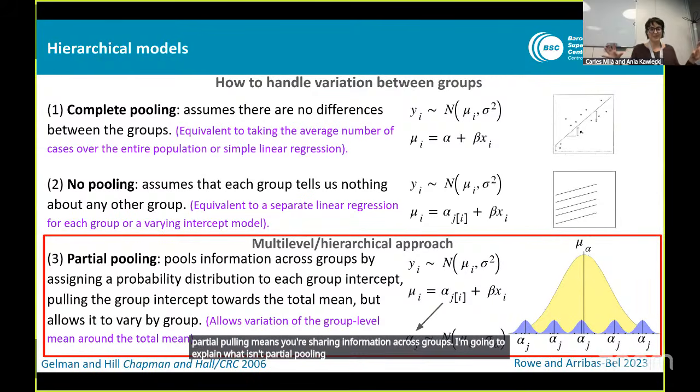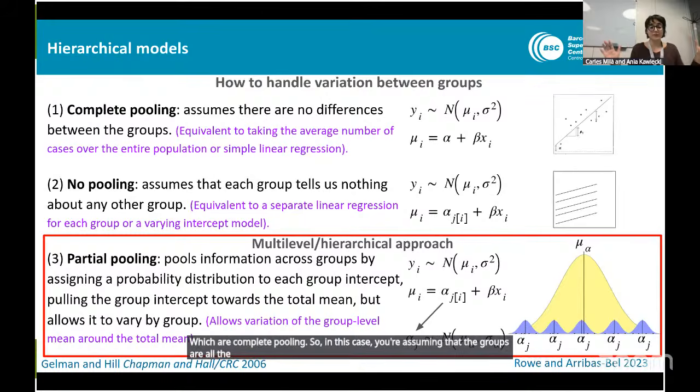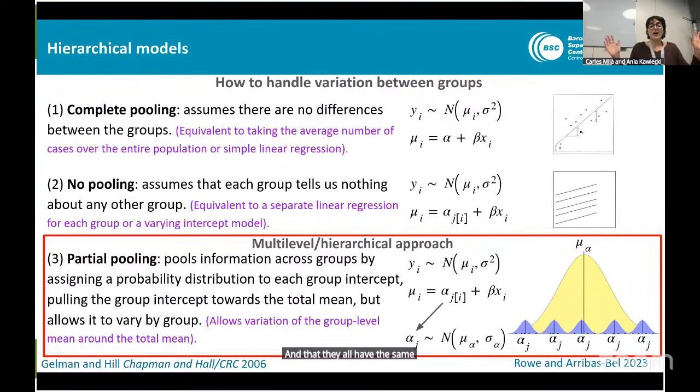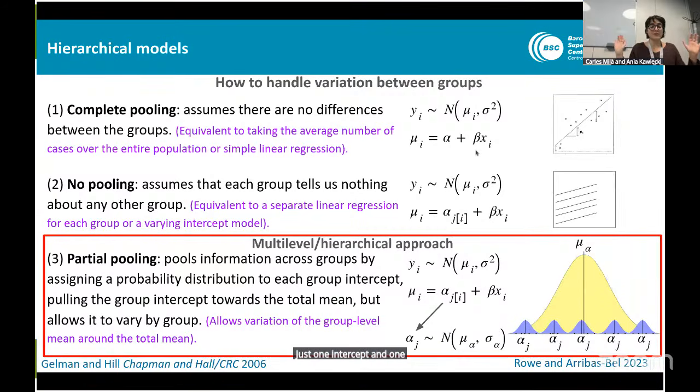So the other extremes of that, which are complete pooling. In this case, you're assuming that the groups are all the same and there is no difference across the groups, that they all have the same average, and they all have the same effect. So basically this would be like a linear model, right? Here you have just one intercept and one slope for the entire study population.